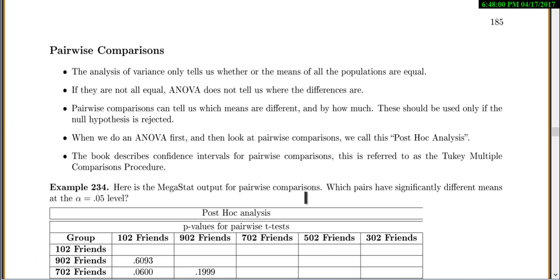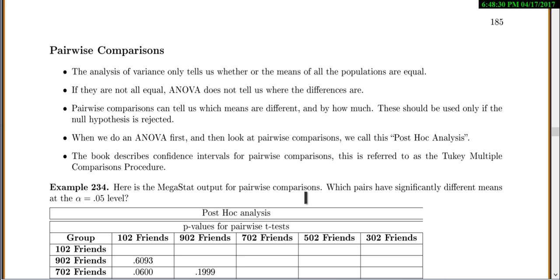So we can do what's called pairwise comparisons. The analysis of variance, or ANOVA, only tells us whether or not the means of the populations are equal. If they're not all equal, ANOVA doesn't actually tell us where the differences are. What we can do is what's called pairwise comparisons. They can tell us which means are different and by how much. Now you should only use these if you've already done an ANOVA and the null hypothesis is rejected and you know at least one of the population means is different from the others.